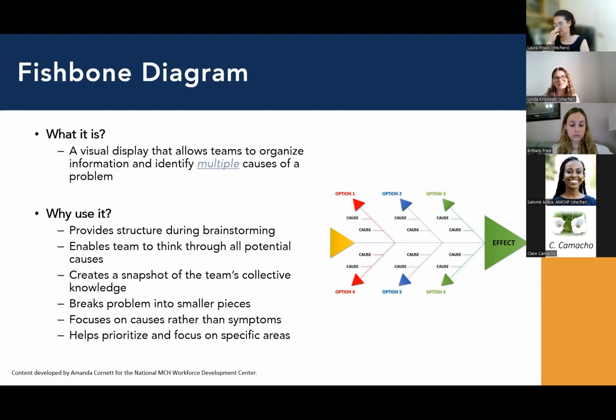So just a few things that I wanted to underscore about this tool and how it can be helpful. The first thing is that it helps you to focus on the causes of an issue rather than just focusing on the symptoms, right? Which is what you can see on the surface. It helps us to dive a little bit deeper. It also allows us to see all of the potential causes of an issue at one time, right? So we're not just looking at one here and one here. We can see all of them together in one diagram.